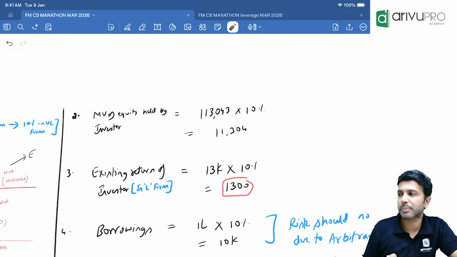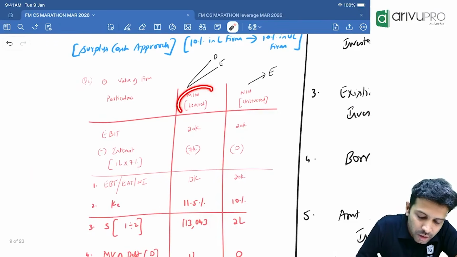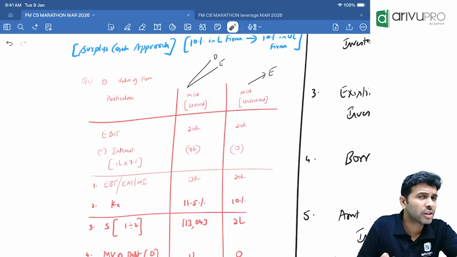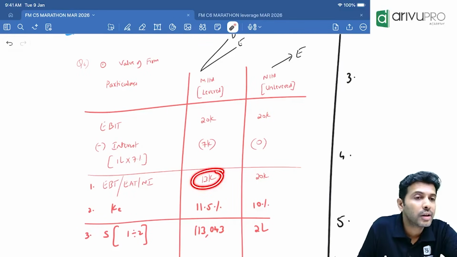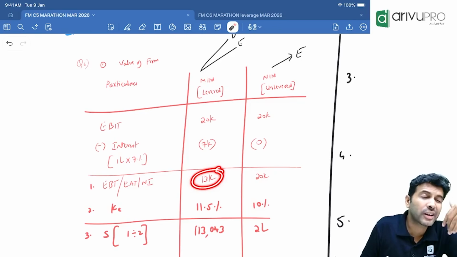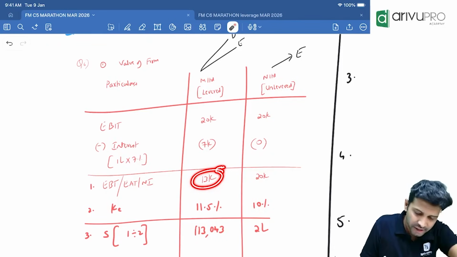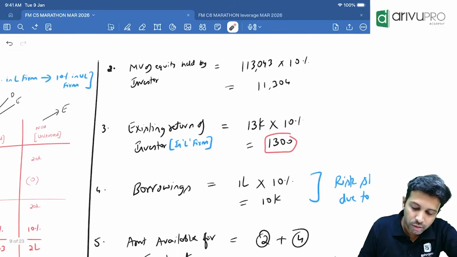In the surplus cash approach, first, can you tell me in which firm the investor is currently a shareholder? M Limited. Can you tell me this shareholder's return? Shareholders will get a share in EBIT or EPS? EPS. What is the EPS of the levered firm? 13,000. Right? Is the investor owning 100% or 10%? So what is the existing return? Remember the first problem we did, 2,800 into 2%, something? Same. EPS here is 13,000. The investor is owning 10%. What is the existing return? 13,000 into 10%, which is 1,300.